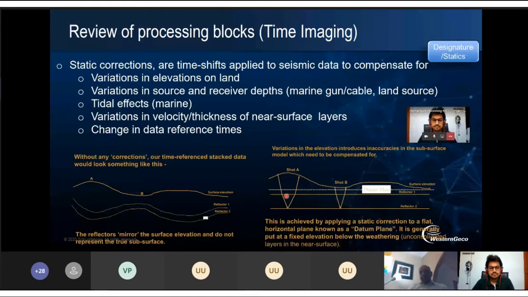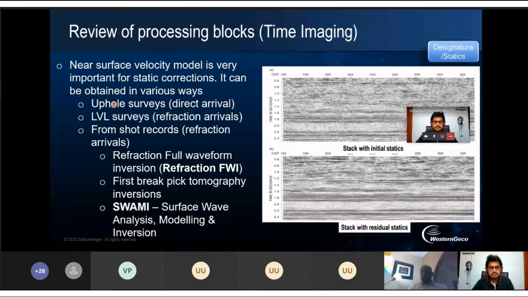First break picking is a very old way of doing it, and it is still valuable, and it is still done by default by everybody. So you pick the first breaks and run a tomography inversion on that to get a near surface model. The other important part, which is currently most widely used, I would say, is the surface wave analysis. Here it is called SWAMI, surface wave analysis modeling and inversion. What it does is invert the surface wave to get the near surface information.